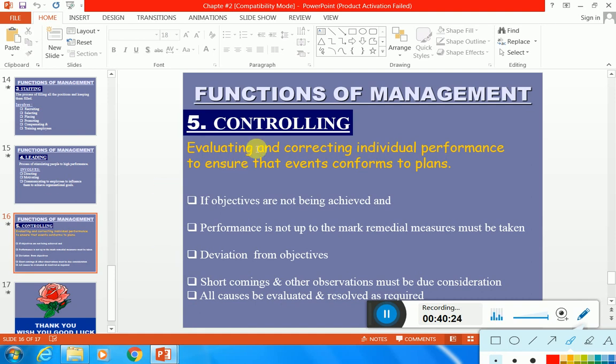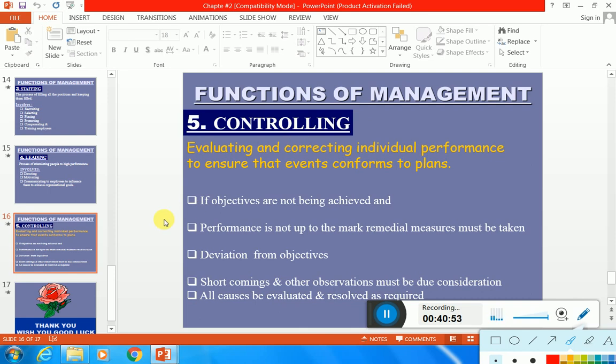Simply stated, evaluating, finding out, digging out, and correcting individual performances to ensure that events come to perform. Whether people perform according to plan or not: if yes, well and good; if not, they dig it out. That is simply known as your controlling process.